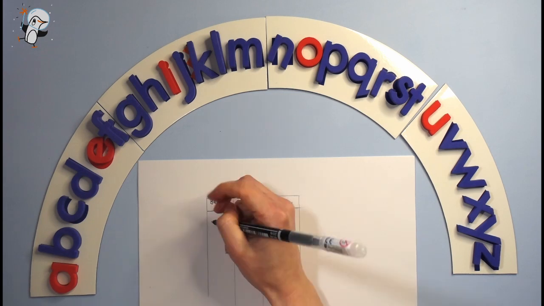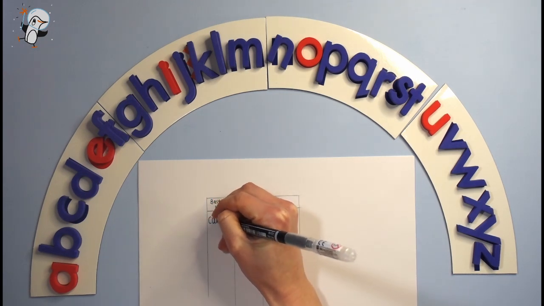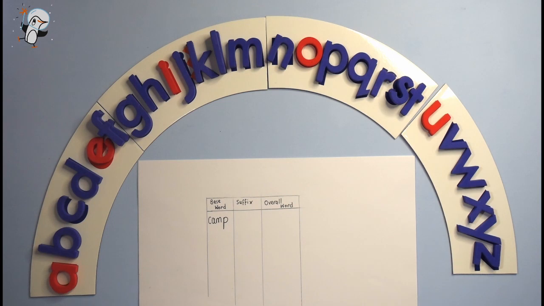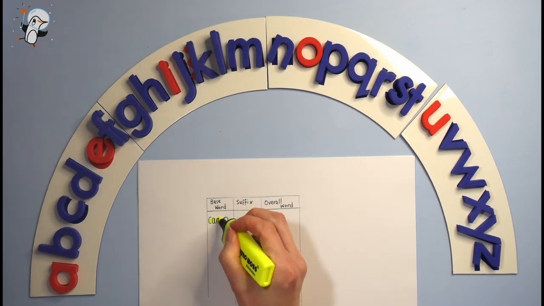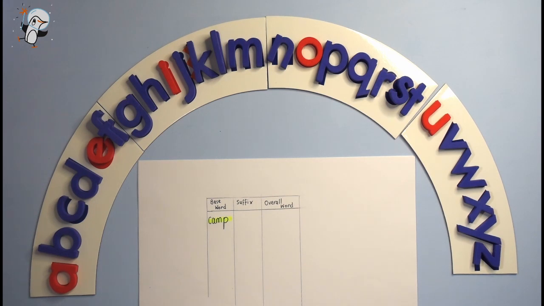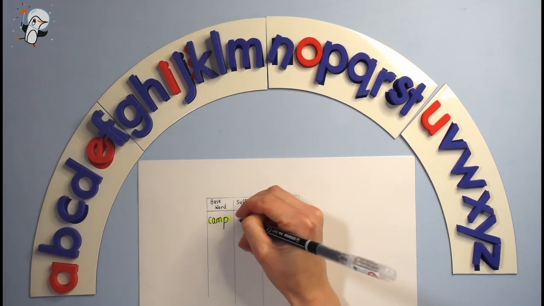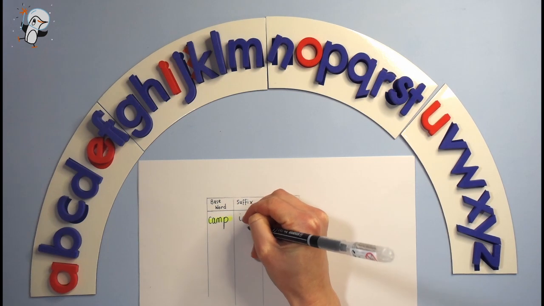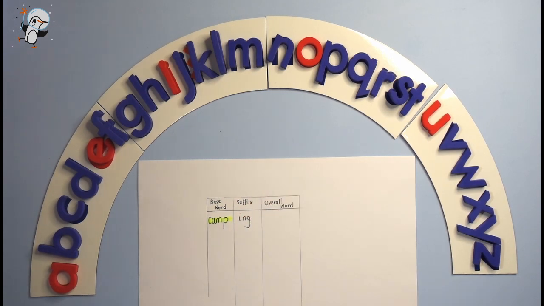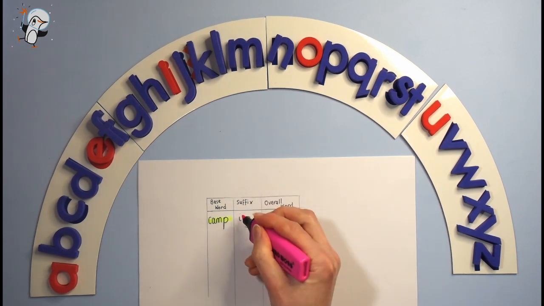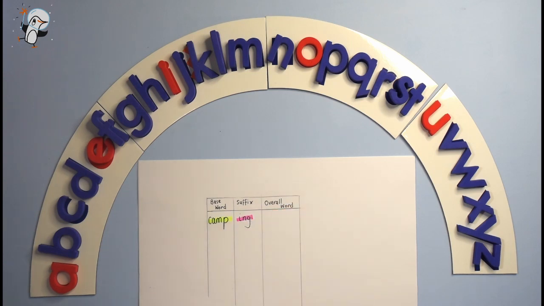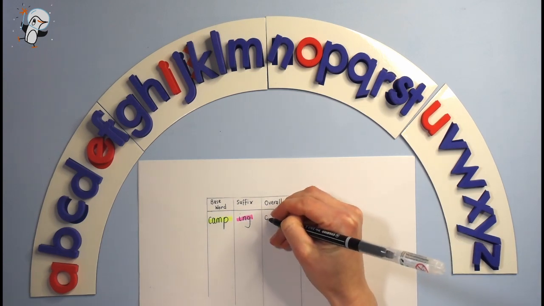For example, let's take the base word camp. That will be coded yellow. We're then going to add the suffix ing. Our suffixes are always coded pink, and this gives us the overall word camping.